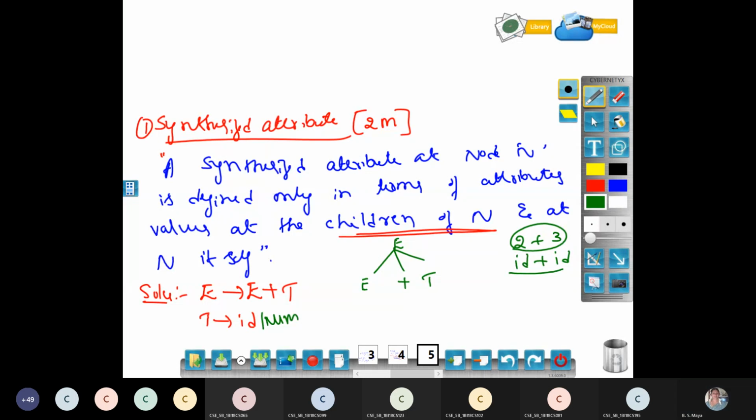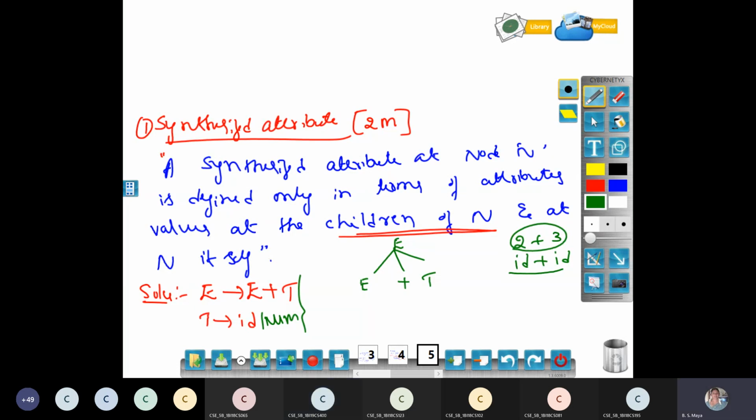Akshay? Ma'am? What is the next step? I want to construct the parse tree for 2 plus 3 using this grammar. We have to tokenize this. Ma'am, we have to remove the left recursion.